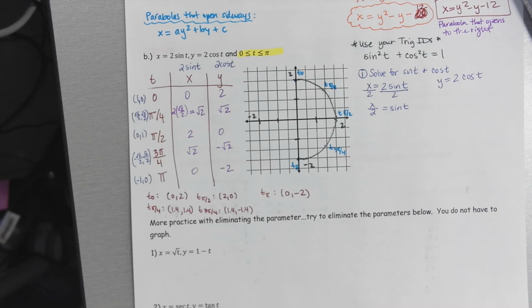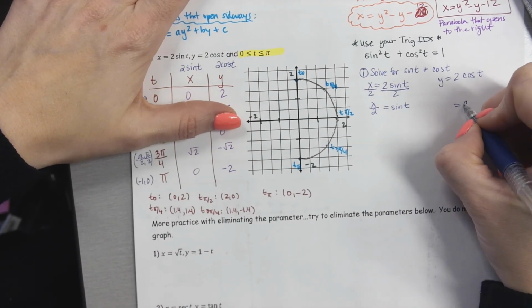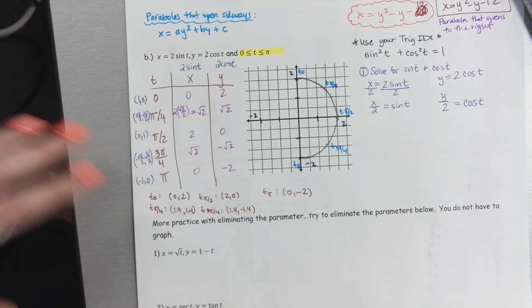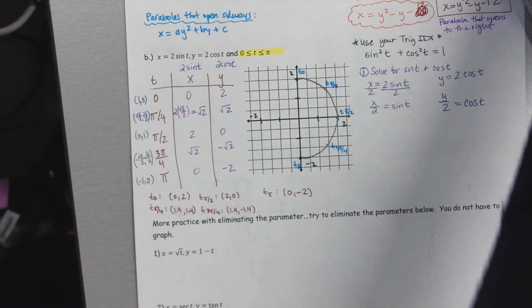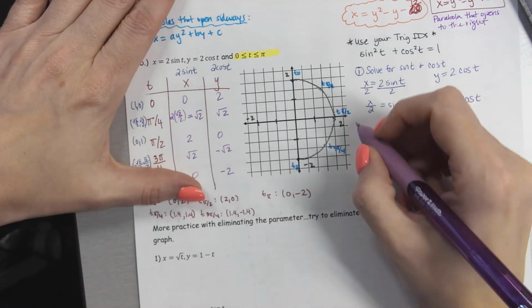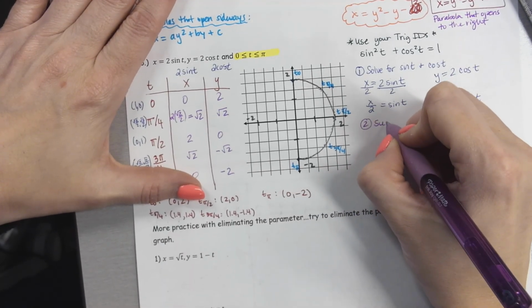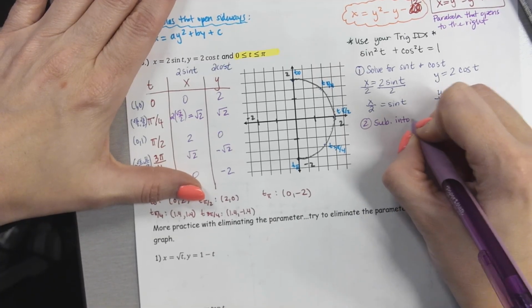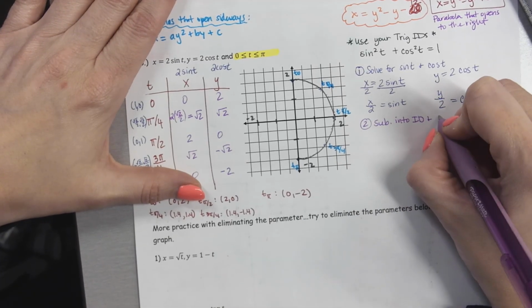Okay, so Zarish, what did you get for the cosine of t? What does the cosine of t equal? Yep. Now there's 2 ways you can think about this next step of substitution. You're going to take those and you're going to substitute them into the identity. Okay, and simplify.